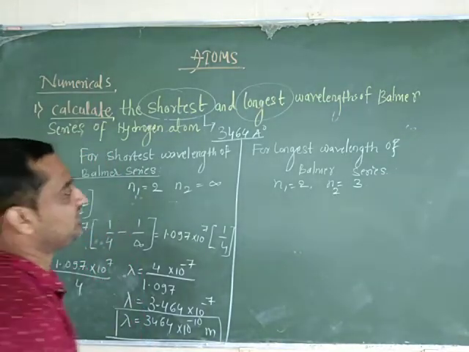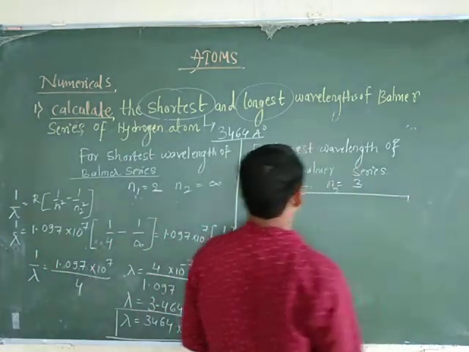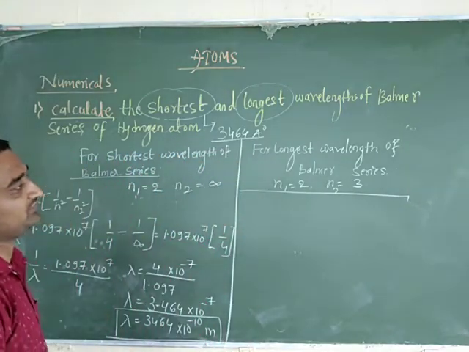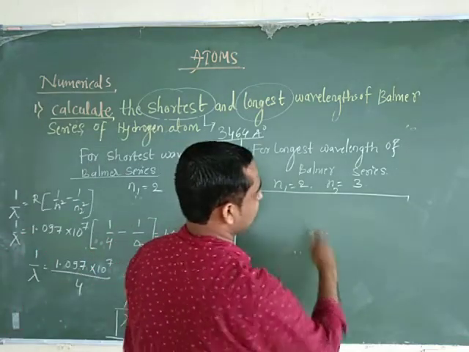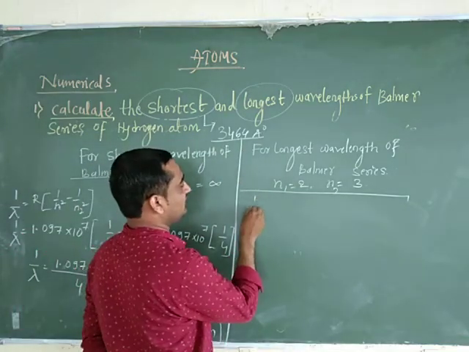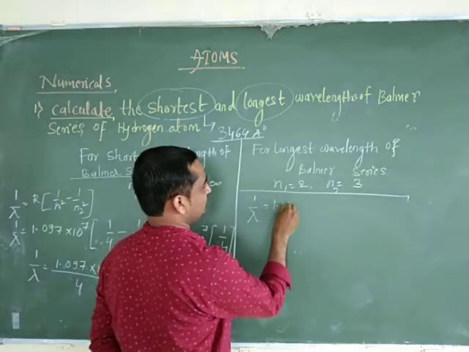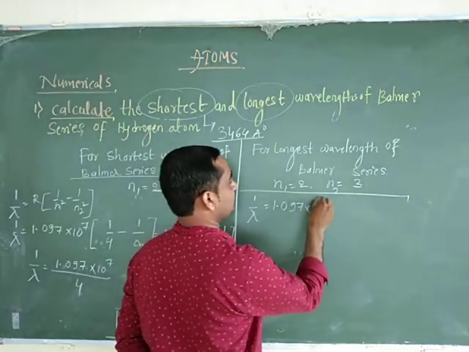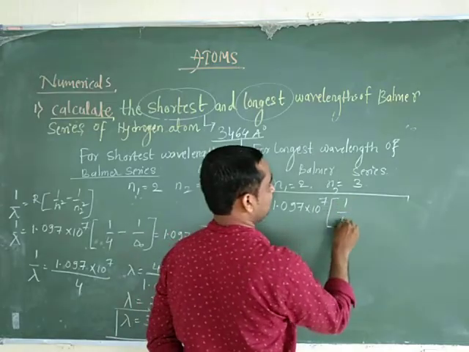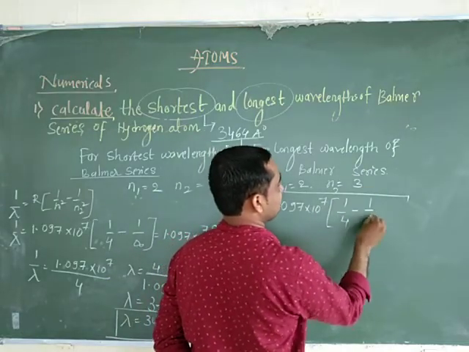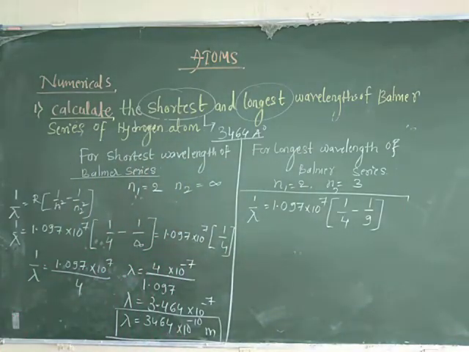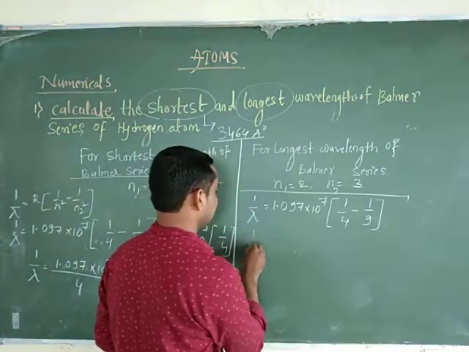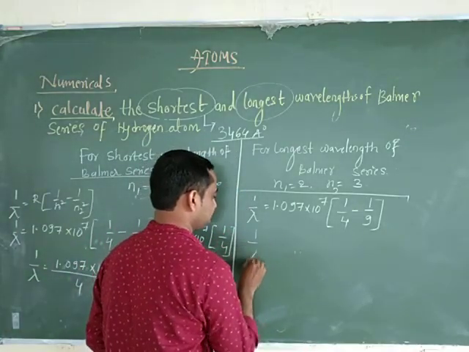Now let us similarly solve for the longest wavelength of the Balmer series. In the same way, N1 is equal to 2 and N2 is equal to 3. Therefore, 1 divided by lambda is equal to R, whose value is 1.097 into 10 to the power 7, into 1 by 4 minus 1 divided by 3 square, which is 9. So 1 by 4 minus 1 divided by 9. You have to solve this bracket.